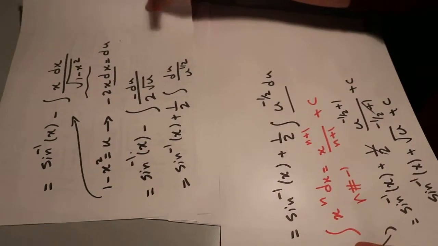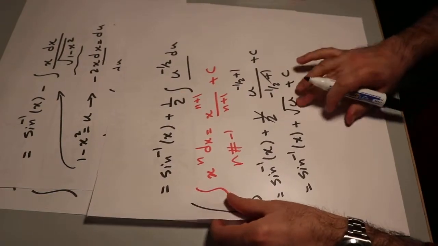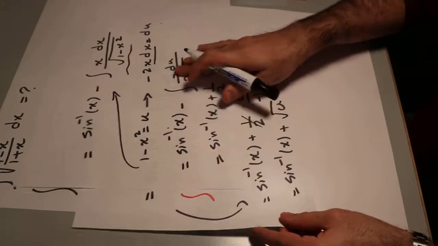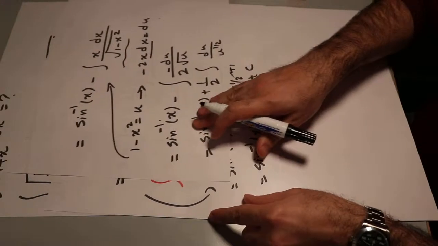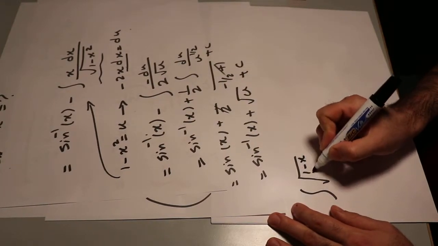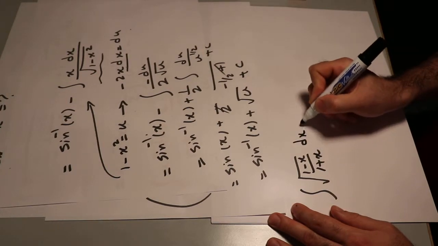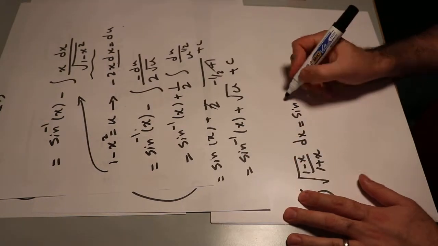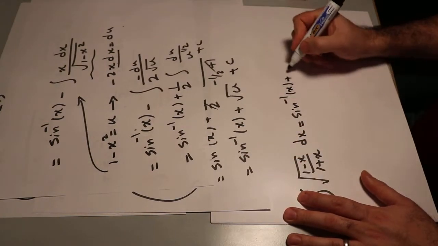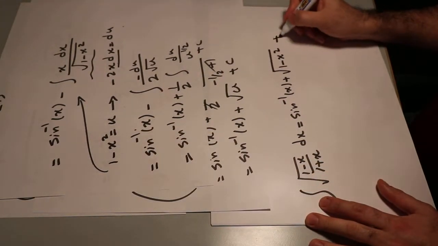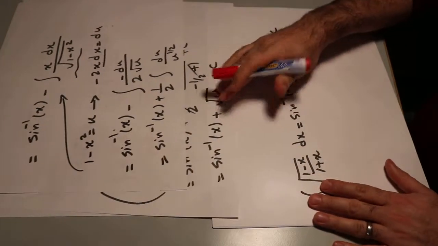So all you need to do now is just to substitute the u with the definition of u, which is this one: 1 minus x squared was equal to u. That means the integral of the square root of (1 minus x) divided by (1 plus x) dx will be equal to inverse sine of x plus the square root of u, and u was 1 minus x squared, plus c, that's the constant of the integral.